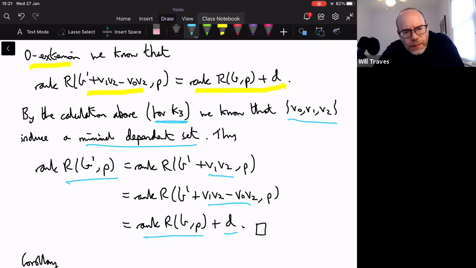Tony, I'm not quite seeing this last step where you swap edges. Why does that preserve the rank?